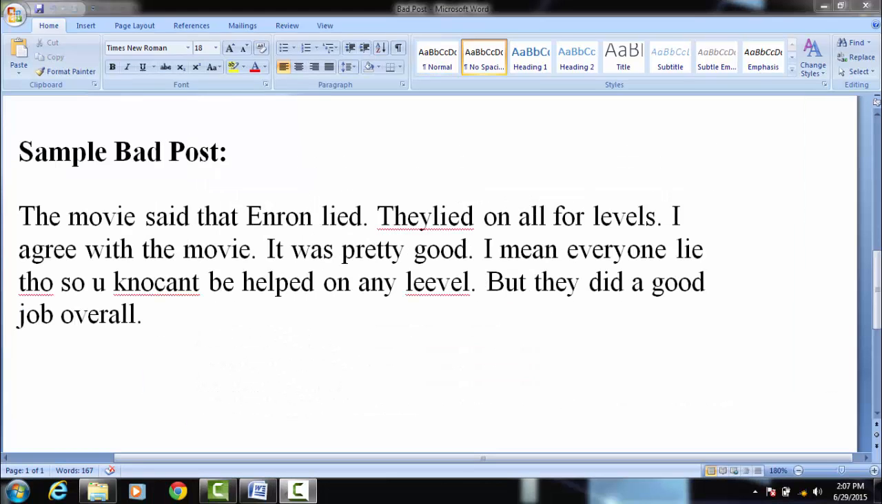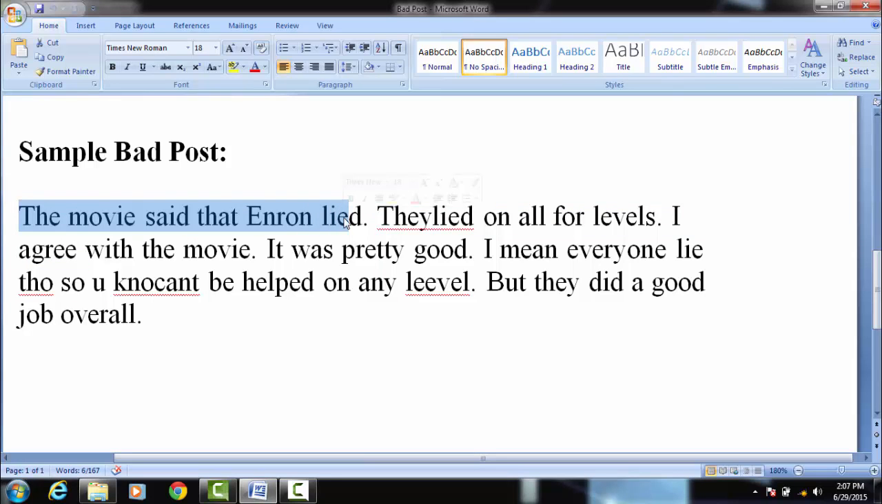to happen. Before we take a look at a good post, let's go ahead and take a look at a poorly written post. We should have the discussion board prompt in front of us. The prompt asks, what do you think the documentary wants people to know? The bad post begins with, the movie said that Enron lied. We can see that here. The movie said that Enron lied.